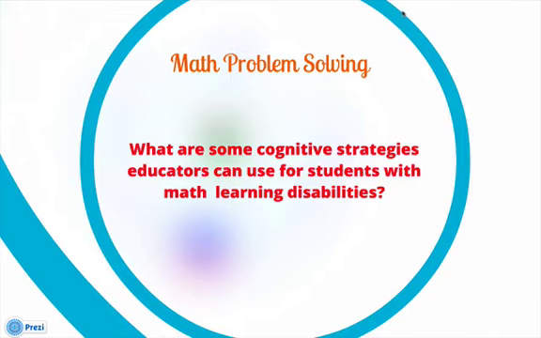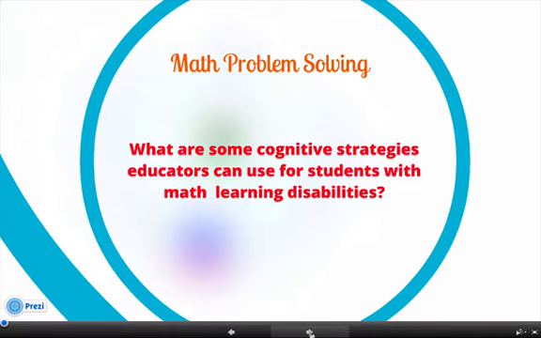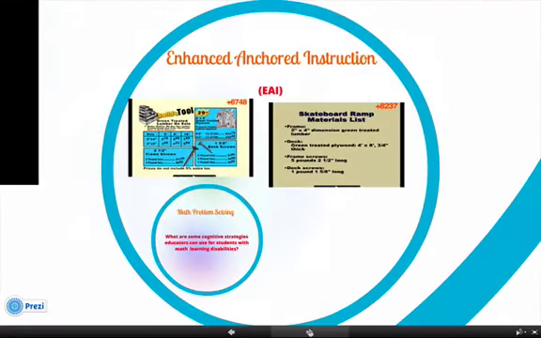My research brief is on math problem solving, and specifically the cognitive strategies educators can use for students with math learning disabilities. So I wanted to take a look at students that had these math learning disabilities and see what specific strategies in the classroom helped. I specifically looked at adolescents, and the studies I found were both middle school and high school. So I have kind of a summary of what these studies were and what I've learned from that.